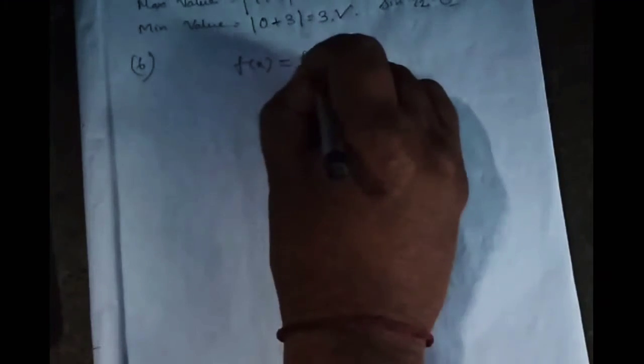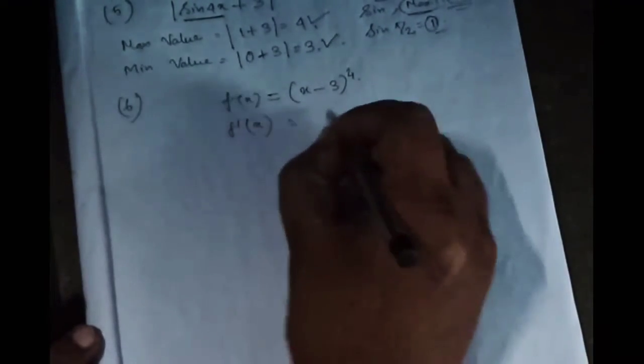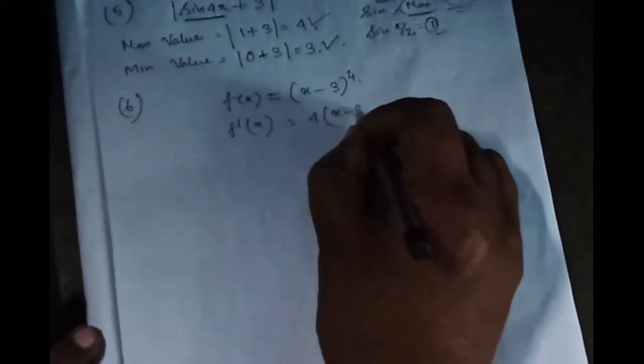f(x) equal to (x minus 3) whole to the power 4. We have to find the local maxima or local minima. For that we have to find f dash x, that's equal to 4(x minus 3) whole cube. This is the f dash x.